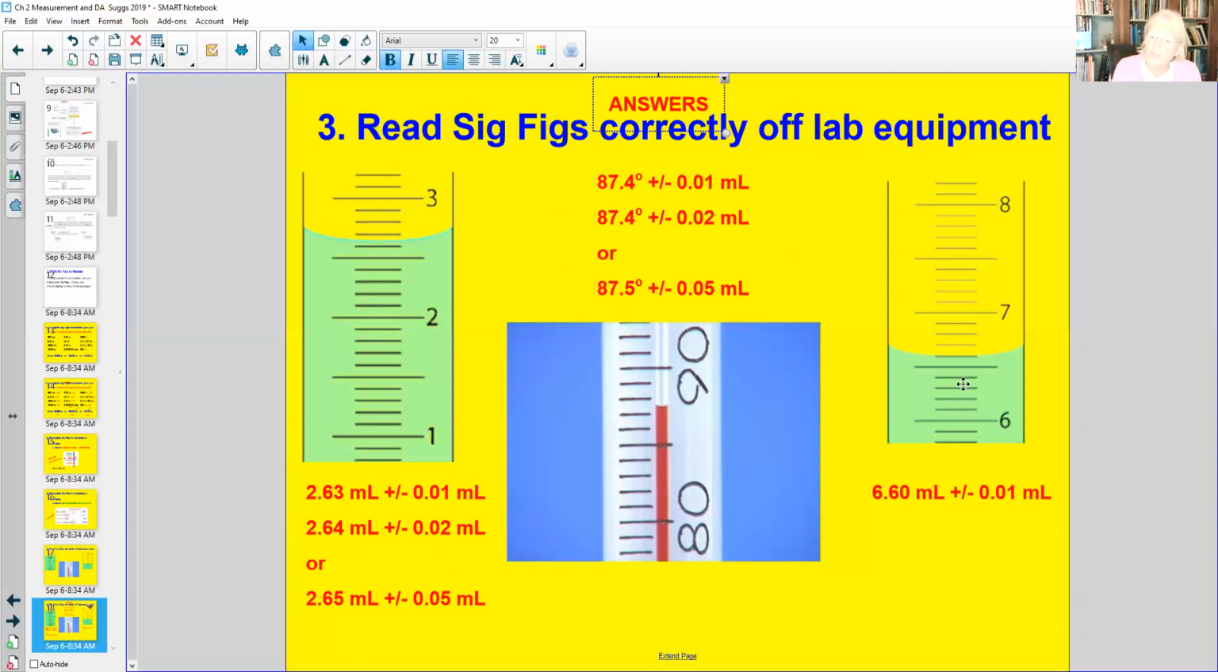This is the most difficult because I know this volume is 6.6 mils, but I need 1 more guess digit. I'm going to call it a 0. This could be the most common mistake that students make.